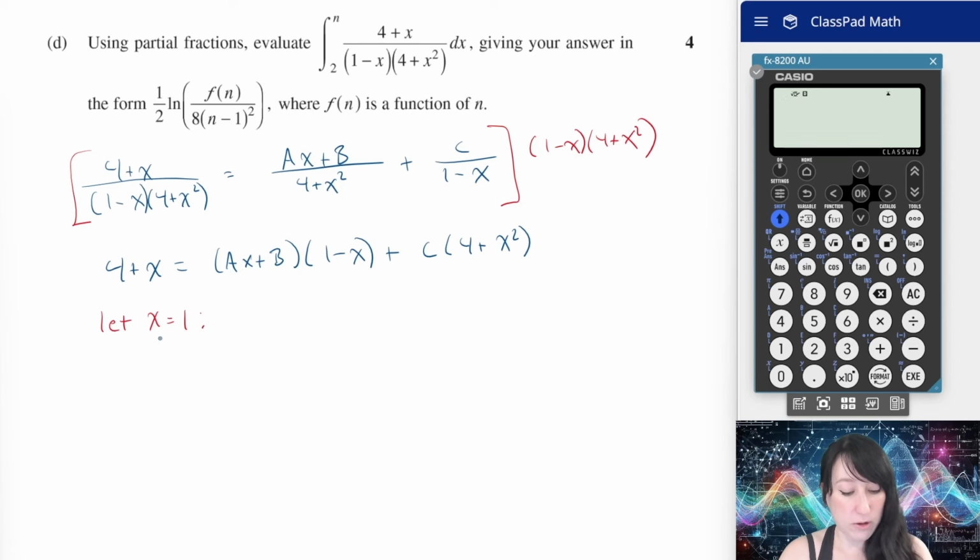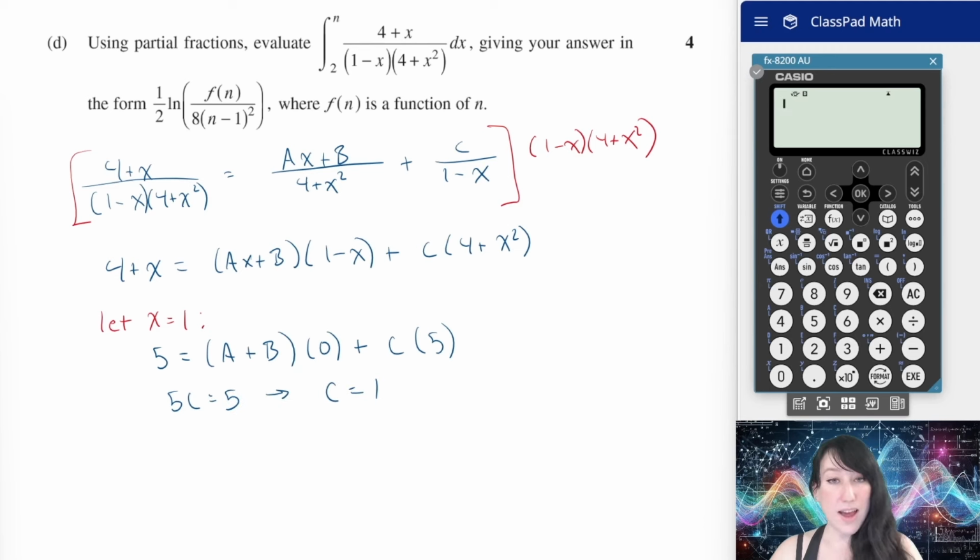The left-hand side will be 4 plus 1, which is 5. The right-hand side will be a times 1 plus b times 0 plus c times (4 plus 1) squared, which is 5. This simplifies to 5c equals 5, which gives us c equals 1. Now, we're out of brackets that could be 0, so we'll pick another number for x, something simple like x equals 0.